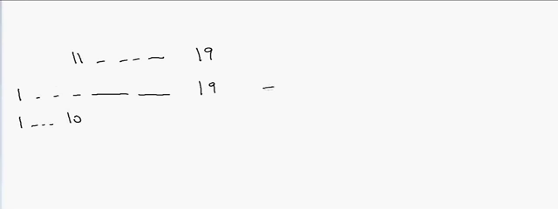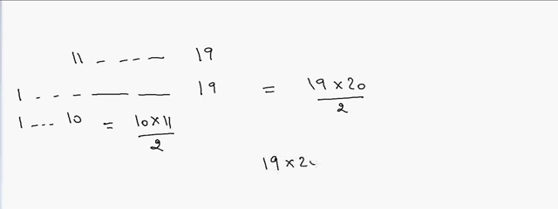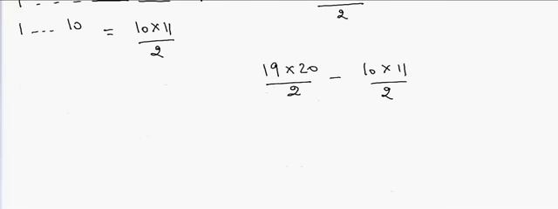1 to 19 will be equal to 19 into 20 divided by 2, and 1 to 10 will be equal to 10 into 11 divided by 2. So if I subtract both, that will be equal to 19 into 20 divided by 2 minus 10 into 11 divided by 2. So that's how I can do the addition in sequences which do not start from 1.